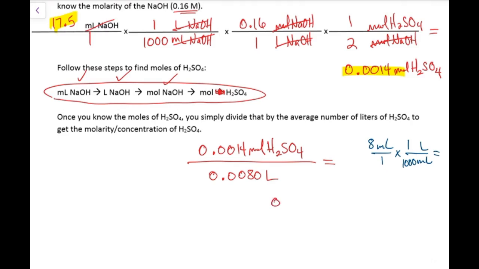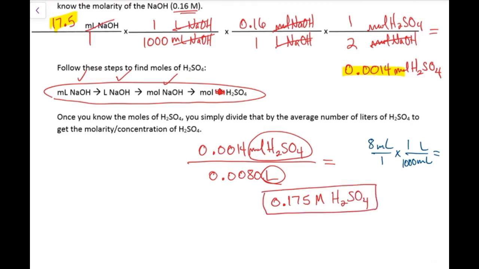Okay, so I got 0.175, and that would be moles over liters, but of course we know that means molarity of H2SO4. So hopefully you were in that ballpark. That's, just using my made-up numbers, pretty close to what it should have been. But make sure you have that calculation done when you come to class.